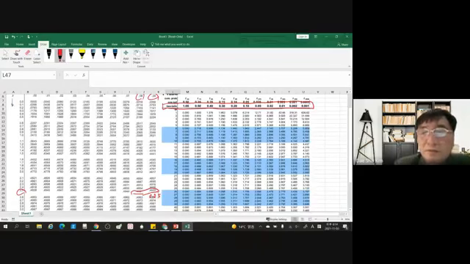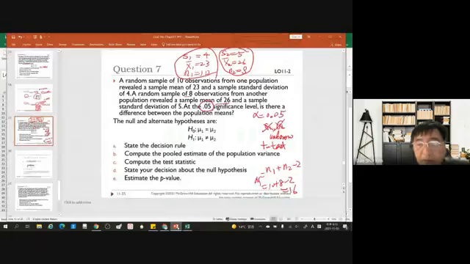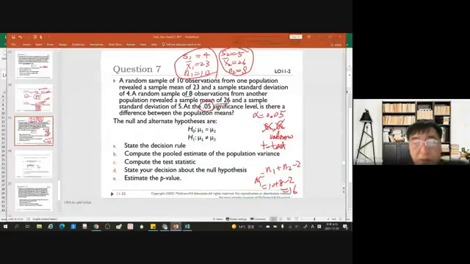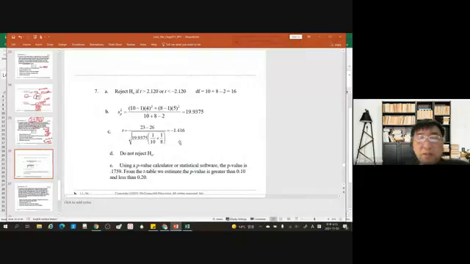Point 0.5 around this column, and 10 plus 8 minus 2 is 16, so we need to look at the 16th. This one, 2.12. We read this number, 2.12. Okay, this is critical.